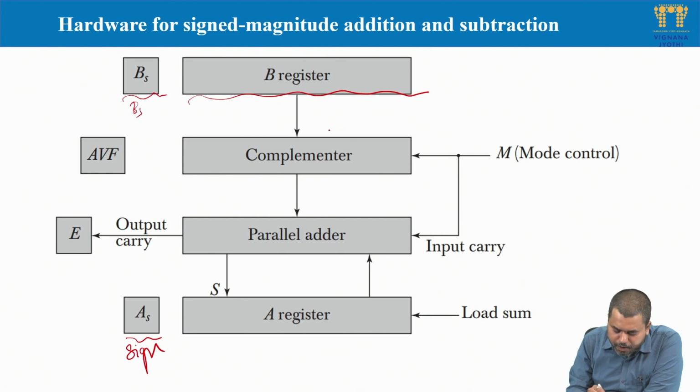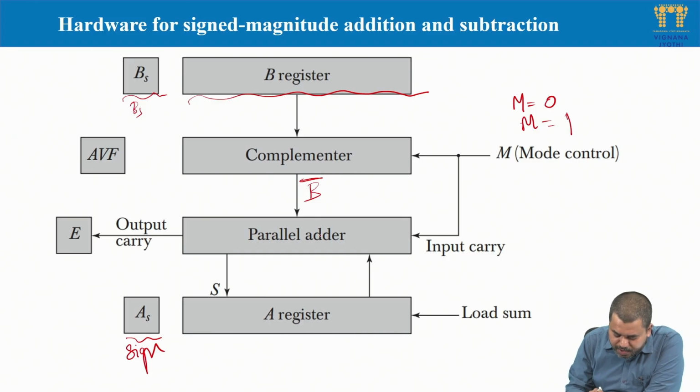You know the functioning of the complementer, how it works. If m is equal to 0, the output of the complementer is just B, transferred as it is. You know that the complementer is implemented with XOR gates; I have already explained this in the first unit. But if m is equal to 1, the complementer outputs the 1's complement of B. Our intention is that this complementer output is connected to the parallel adder.